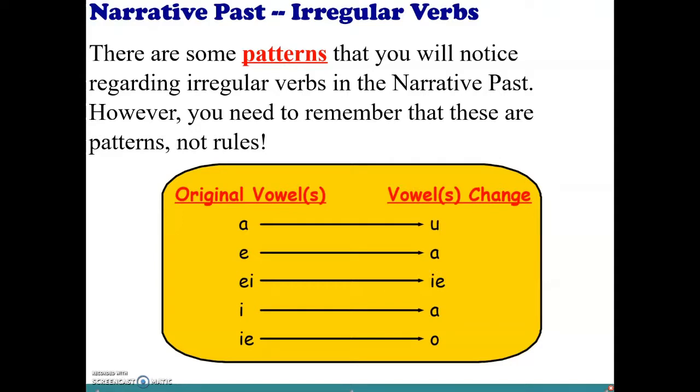If our original verb had an EI, we get a vowel switch and it becomes IE in the narrative past tense. If we had an I in our original verb, I's often change to A's. And if we have an IE, those often change to an O in the narrative past tense.